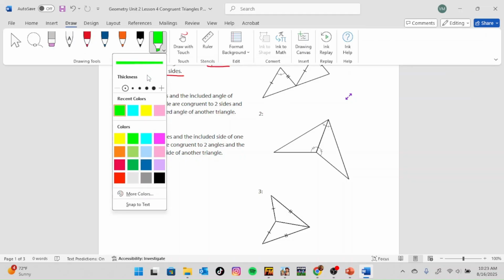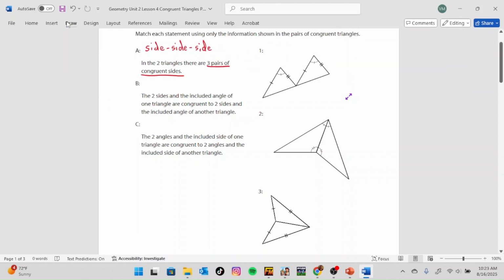Now, if we look at the choices, in number 1, they've marked two sides and an angle. So that would not be an example of side, side, side. In number 2, they've marked two angles and the triangles share a side. So that would not be an example of side, side, side.